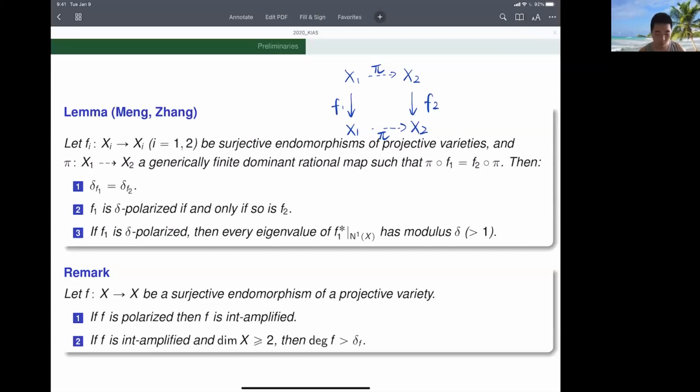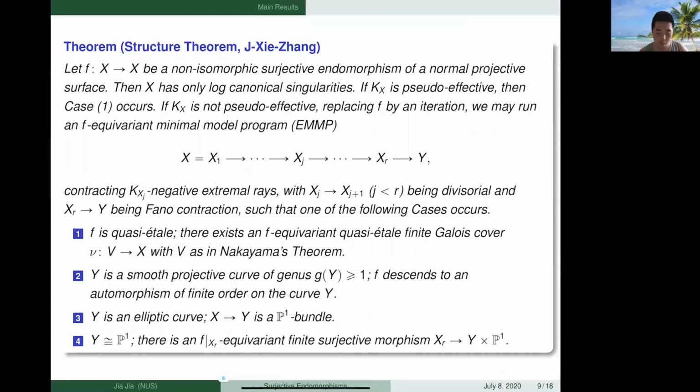Okay. Now we can state the main result. Since we know when this f is a birational morphism, Dr. Junyi Xie proved this pair (X, f) satisfies the AZD property. It's Conjecture 2. So we focus on the non-isomorphic case. Let f from X to X be a non-isomorphic surjective endomorphism, and then we assume this X to be a normal projective surface. The first claim is X has only log canonical singularity.